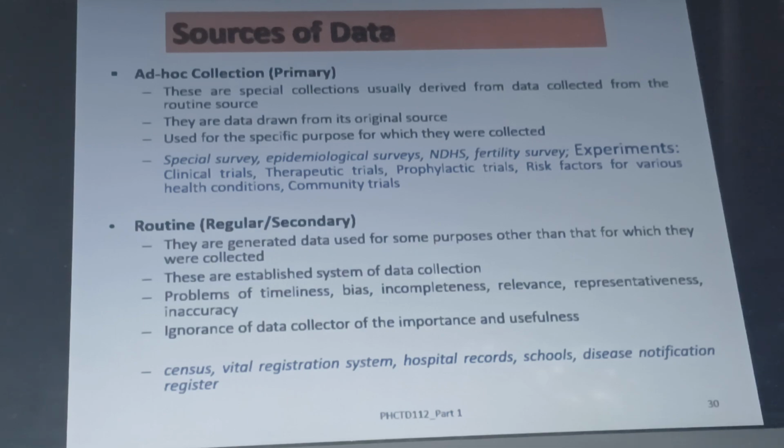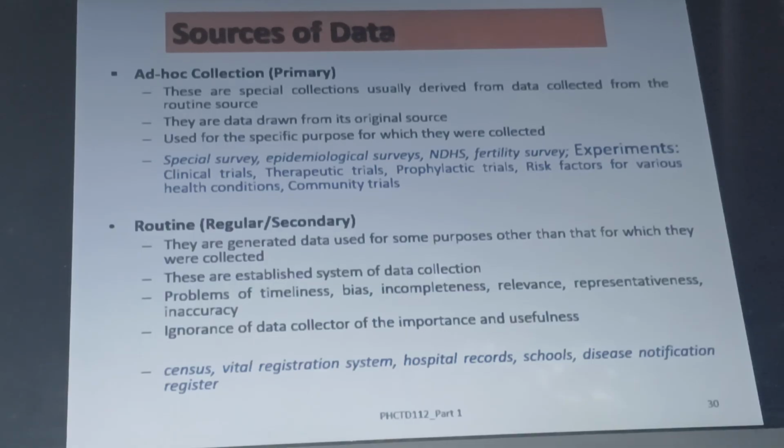Regular or secondary data are generated data used for some purposes other than that for which they were collected. These are established systems of data collection. It has the problems of timeliness, bias, incompleteness, relevance, representativeness, inaccuracy. Secondary sources of data are things like census, vital registration system, hospital records, schools, disease notification register.